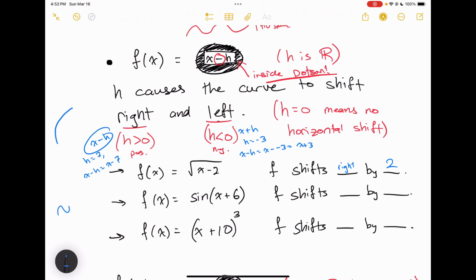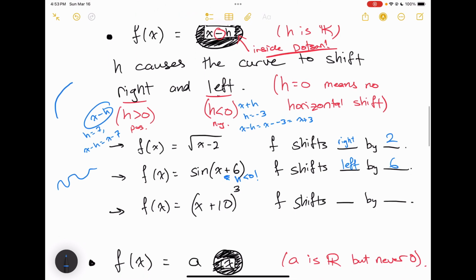Next, sine of the stuff. Once again, another one of those curvy, wavy, oscillating lines. In the same way this time, the 6 is being added inside, before sine of x takes effect. So once again, this is a shift. But it looks like the negative one this time, because we have the plus. So here, h is negative, so f will shift, instead of right, we'll shift left by 6. It's going to take some getting used to, but I know you can do it.